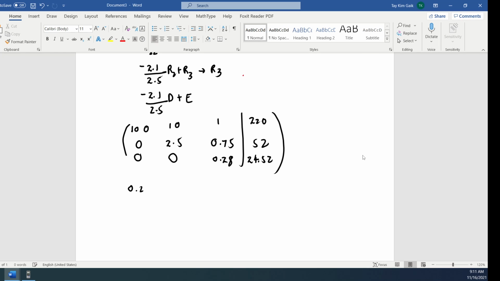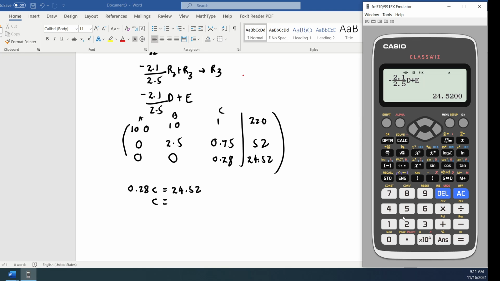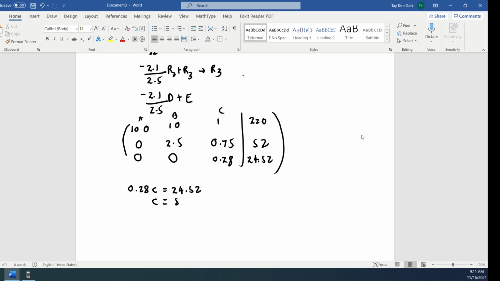If you solve it manually, 0.28 is the coefficient of the variable C, and it equals 24.52. Solve for your C: 24.52 divided by 0.28 is 87.5714.